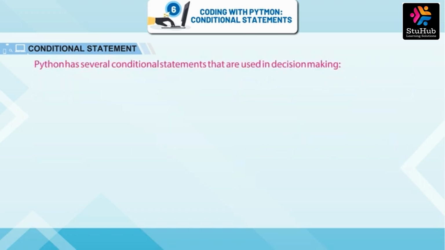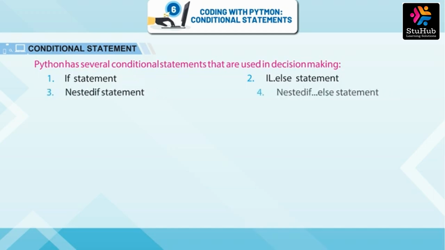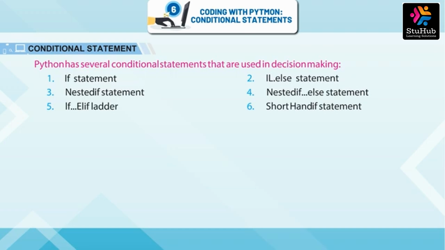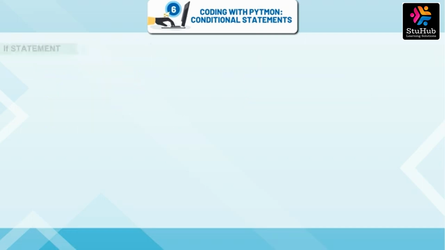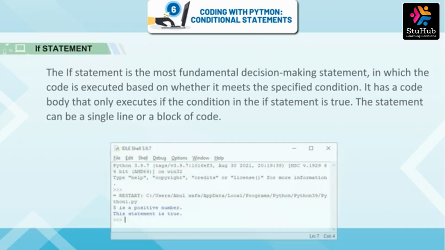Python has several conditional statements that are used in decision making. 1. If statement. 2. If-else statement. 3. Nested if statement. 4. Nested if-else statement. 5. If-elif ladder. 6. Shorthand if statement. 7. Shorthand if-else statement.